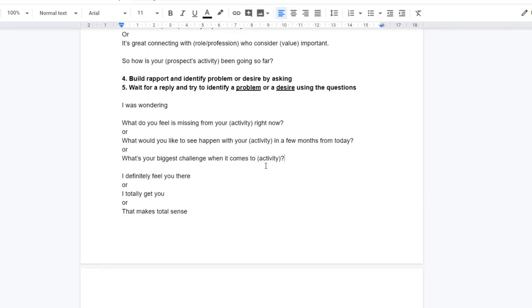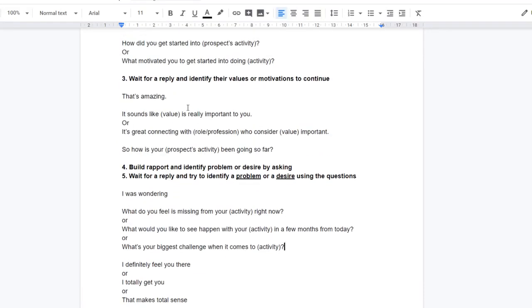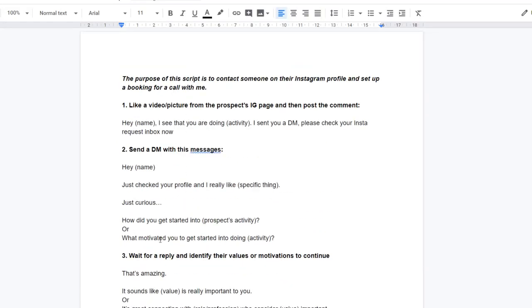And the prospect will answer and say, yeah, I definitely feel there. I totally get you. Yeah, that makes total sense. You have to build rapport, and actually build trust. It is very important to build trust and intimacy. Because if the prospect feels that you're only there just to sell something, or get their money, or you don't actually care about their problem, they won't open up and you won't get them to talk with you. So it is very important that through all this process you build rapport and trust and intimacy.